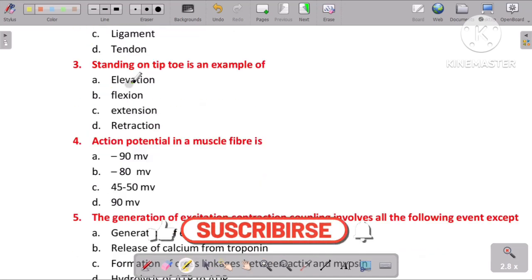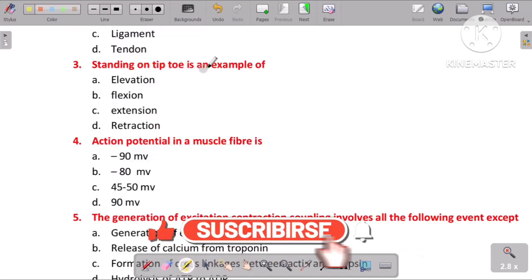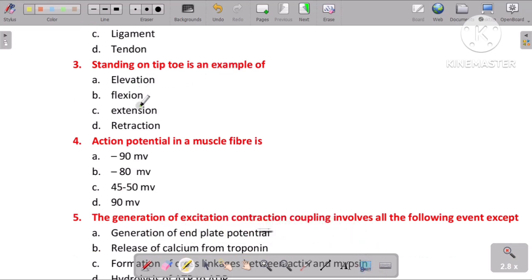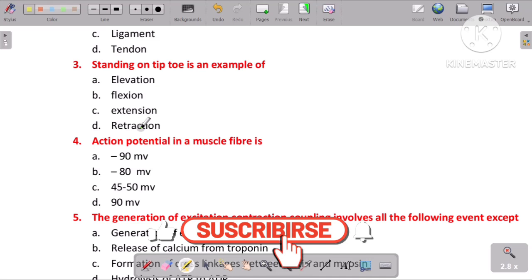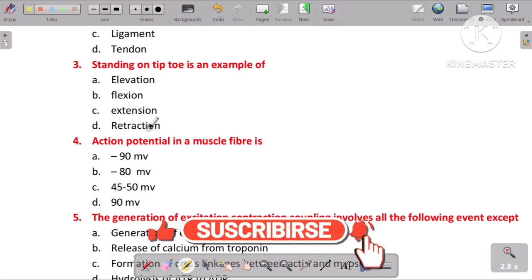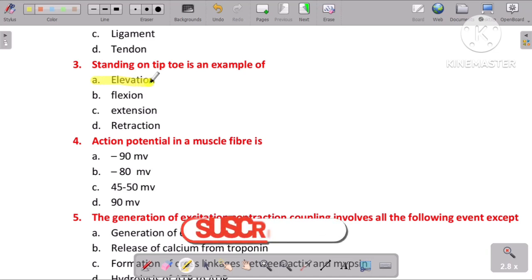So the next question is standing on tiptoe is an example of option A elevation, option B flexion, option C extension, option D retraction. So beta, the right answer is option A elevation.